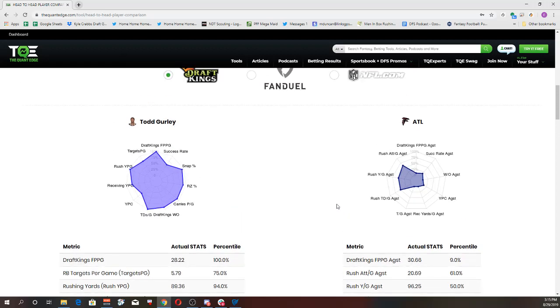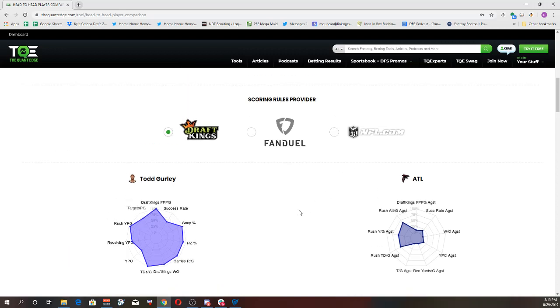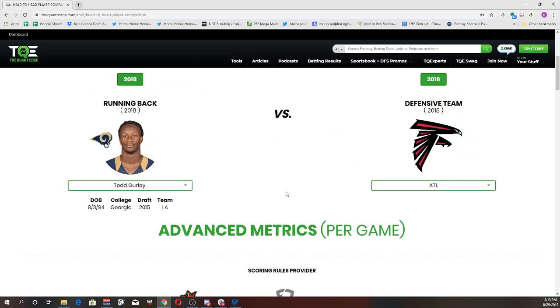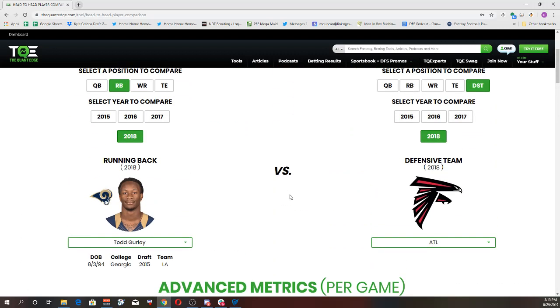So you can get really creative with this stuff. Very quick data visualization. Todd Gurley is a good matchup against the Atlanta Falcons. Not that you needed me to tell you that, but obviously this is a very quick data visualization. And as you go through the matchups, you can find so many hidden gems throughout the course of the week.